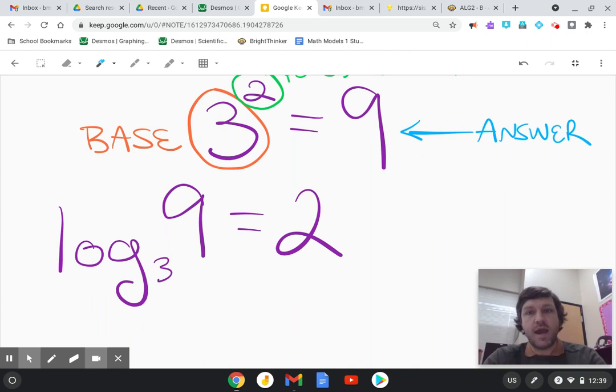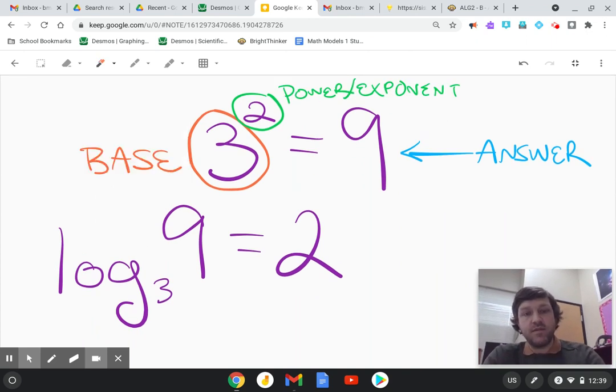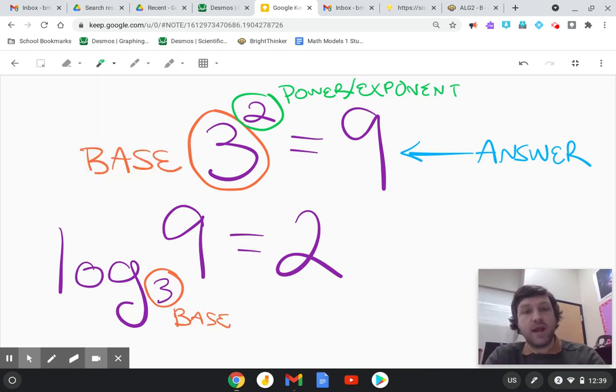So in my logarithm, the base number goes kind of below the line, after you write log. So this is still the base. So we say log base 3 of 9. That's the way you'd read this. Log base 3 of 9 is equal to 2. So you can see what's happening is, when I do the logarithm, I'm actually looking for the exponent.